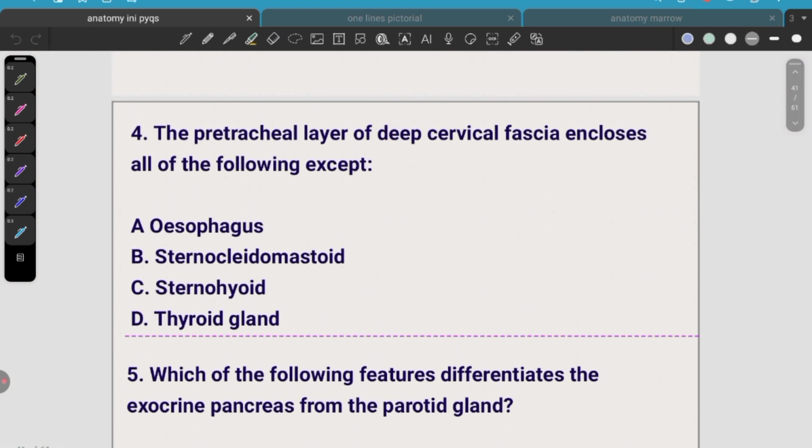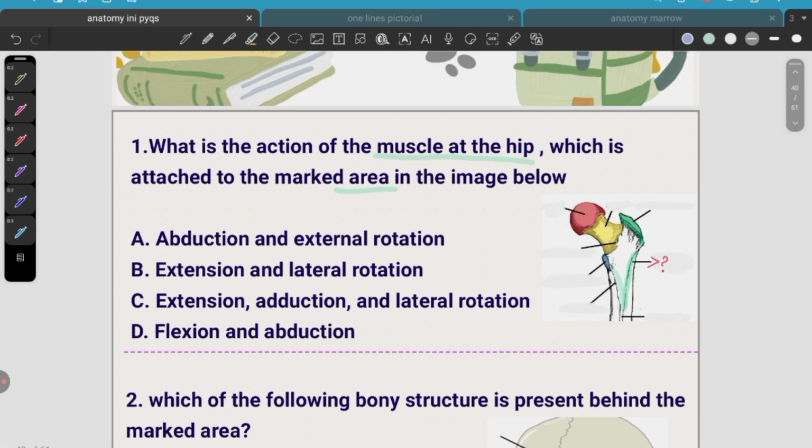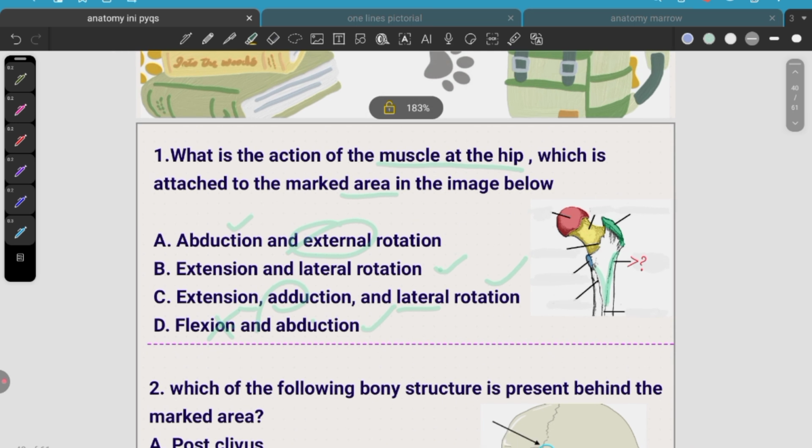Okay, so it helps in what? Which option? It helps in extension and lateral rotation, is correct. It helps in abduction, is correct, but not external rotation. Extension correct, not adduction, and lateral rotation correct. Helps in flexion and abduction? No, it helps in extension and abduction. So here option B is the correct one.